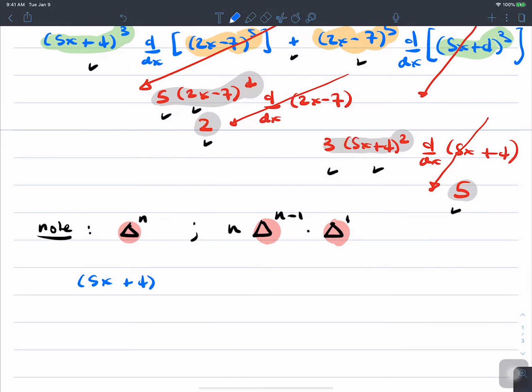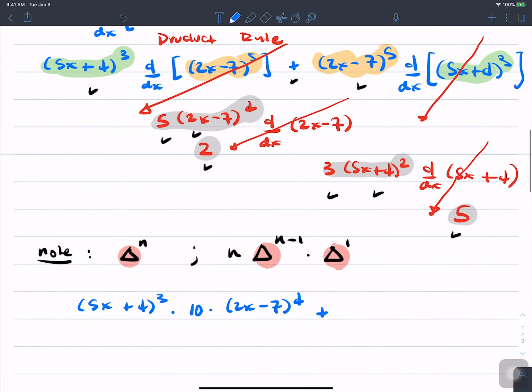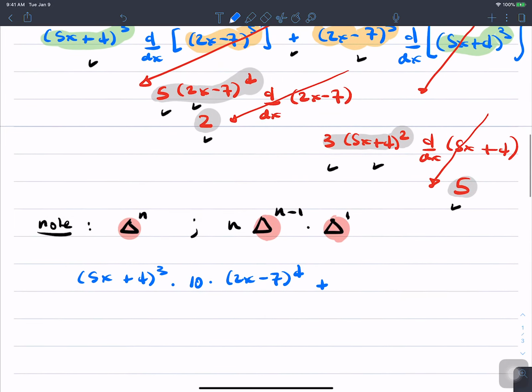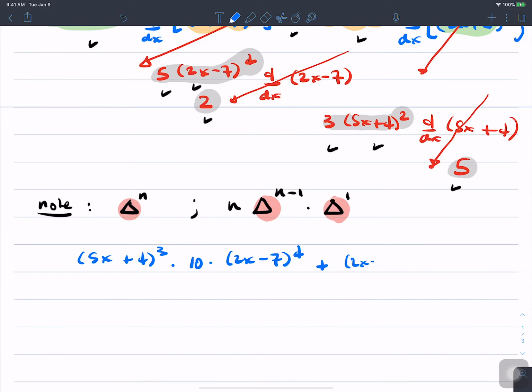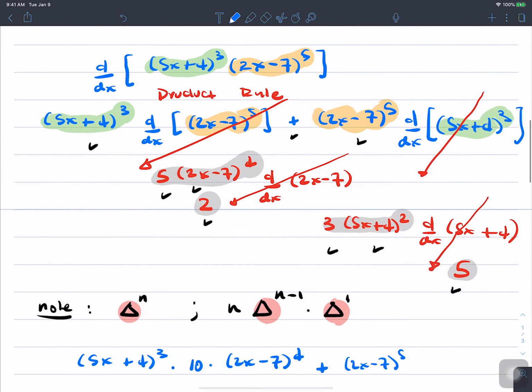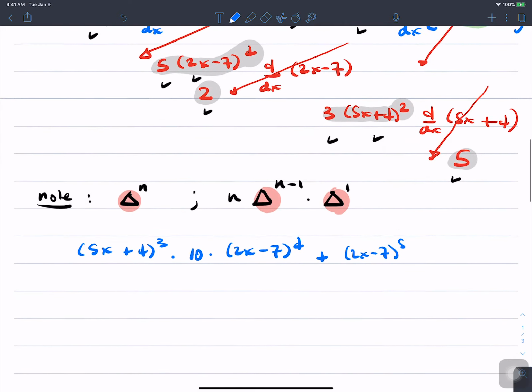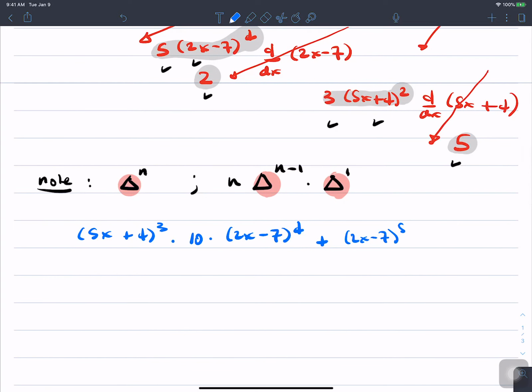(5x) plus 4 cubed times 2 times 5 is 10 times (2x minus 7) to the 4th power, plus (2x minus 7) to the 5th power, and that's going to be times 3 times 5. I'm going to say times 15. And don't forget you have that (5x plus 4) squared.